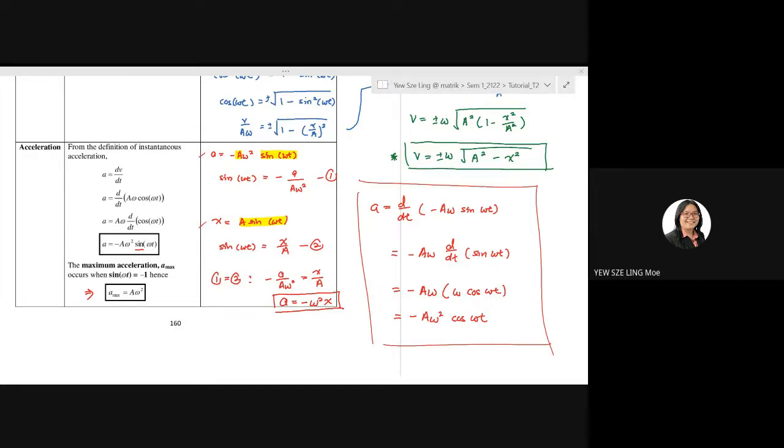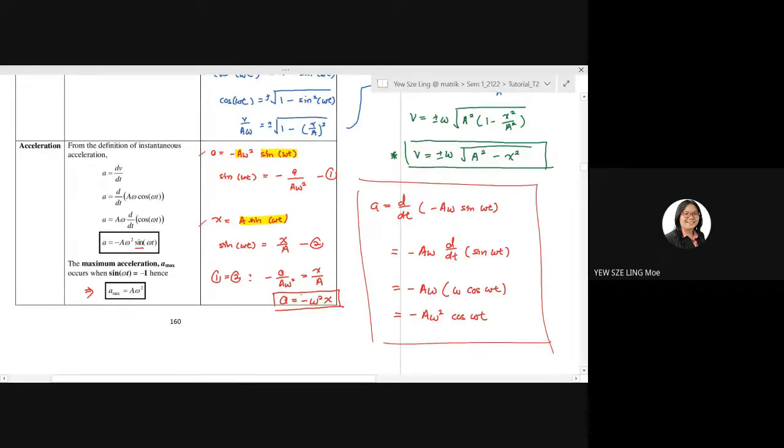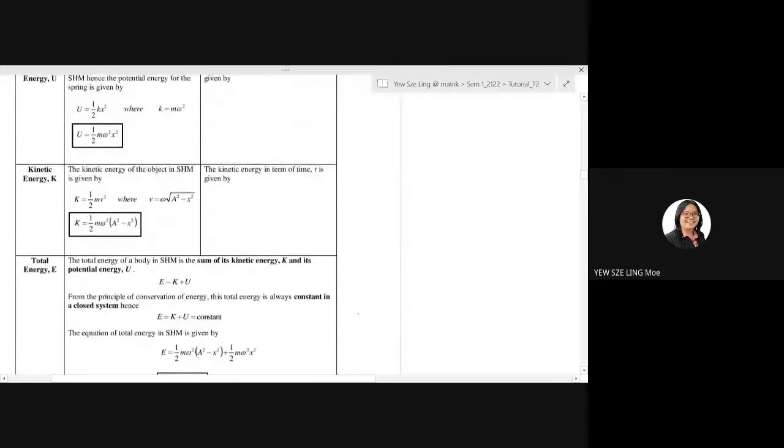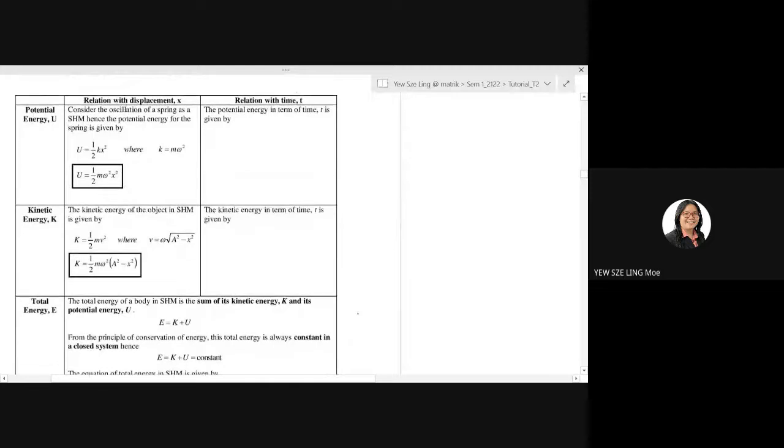Okay, so let's move to the next section. We have 3 more derivations to go. Potential energy: consider the oscillations of a spring as simple harmonic motion. Hence, the potential energy for the spring is given by U equals 1 over 2 kx squared. Now, this table is opposite to the page before.